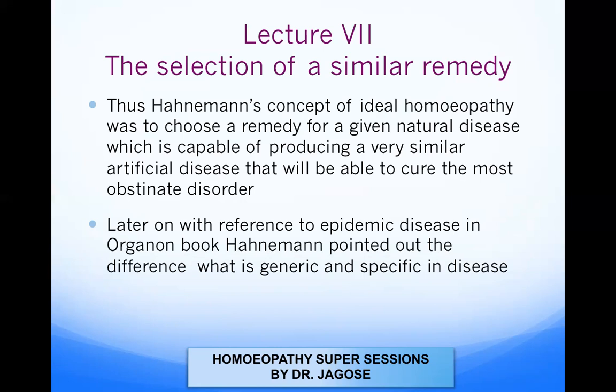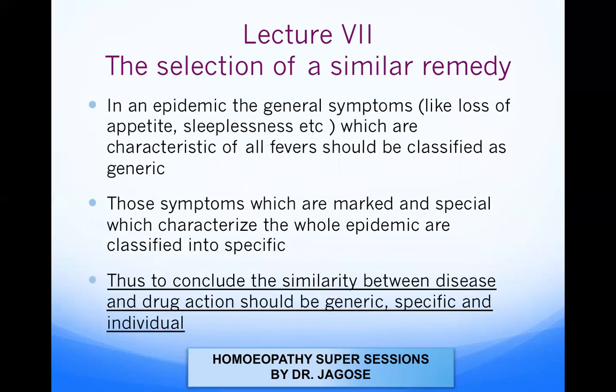Later on, with reference to epidemic disease in the Organon, Hahnemann pointed out the difference between what is generic and what is specific in disease. In an epidemic, the general symptoms like loss of appetite, sleepiness, etc., which are characteristic of all fevers, should be classified as generic. So generic symptoms, in short, are the general symptoms of any disease. Those symptoms which are marked and special, which characterize the whole epidemic, are classified as specific. So the specific ones are those which have PQRS symptoms, or characteristic symptoms.